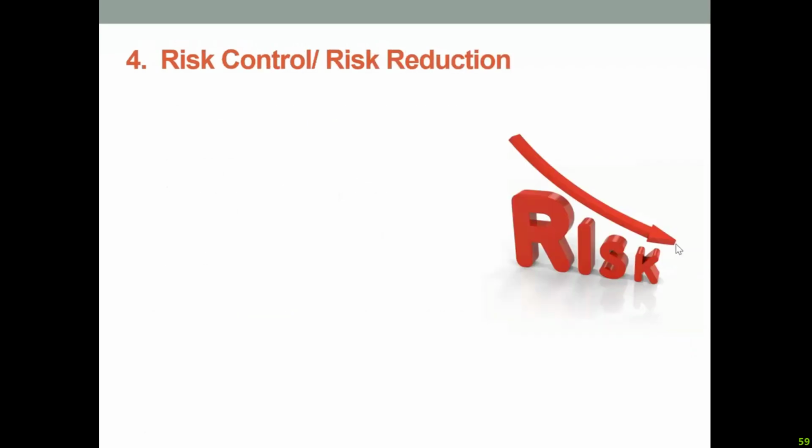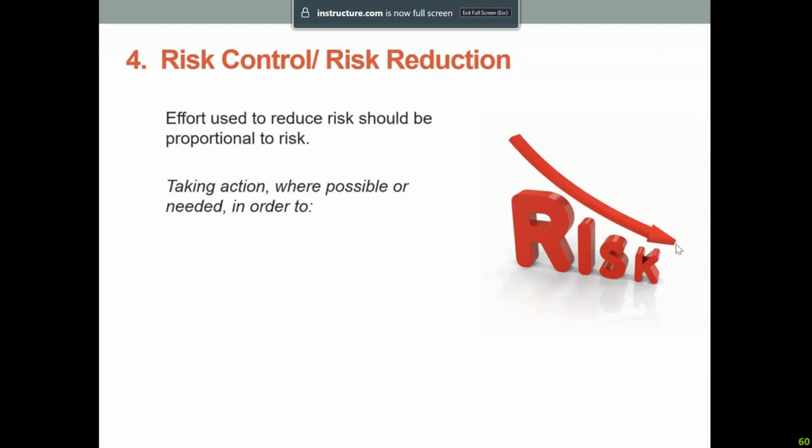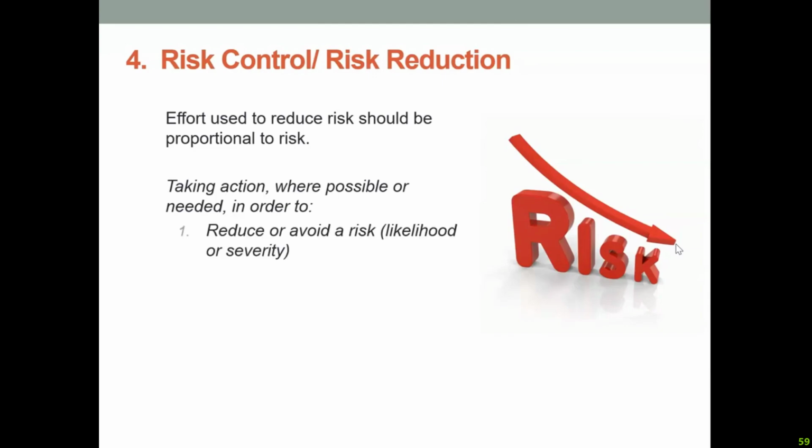So number 4 is risk control or risk reduction. What can we do to reduce our risk? The effort used to reduce the risk has to be proportional to the risk. We're not going to spend a huge amount of money, time and resources to reduce a very low risk to make it slightly lower, because it's not a good use of our resources. In an ideal world, we might do that, but in a busy pharmaceutical or biopharmaceutical site, that isn't feasible. So we need to put our energies into where we're going to get the most benefit and where the highest risk is. So we need to take action where possible or needed in order to reduce or avoid a risk.